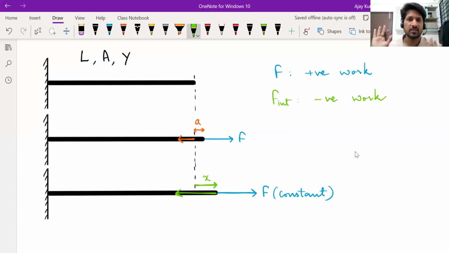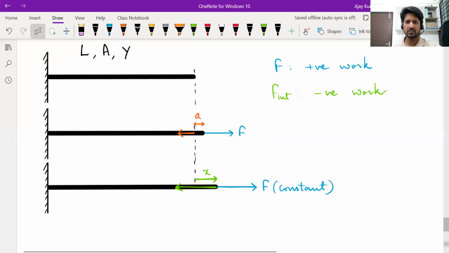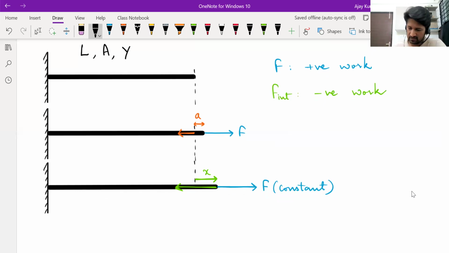Let us derive expressions for work done by these. And it's very easy. External force is a constant force, and the displacement of the point of application of the force is x. They are in the same direction. Therefore, work done by the external force will simply be Fx. Force, displacement, constant force, they are in the same direction. So directly you can write Fx. Next thing is work done by internal forces.